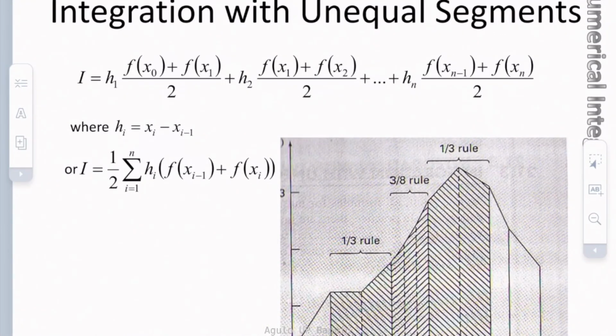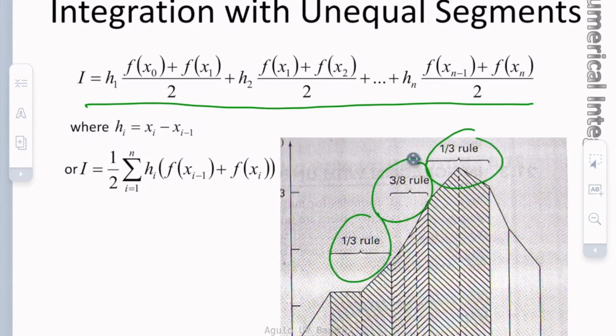For cases where the data has unequally sized segments, we apply either or both the trapezoidal or Simpson's rule to each segment. Using entirely the trapezoidal rule, the sum results in the following expression. You may combine any order of the Newton-Cotes equations, as you can see here. However, you can also see that the process is very tedious because you have to manually select which is more appropriate over certain intervals.